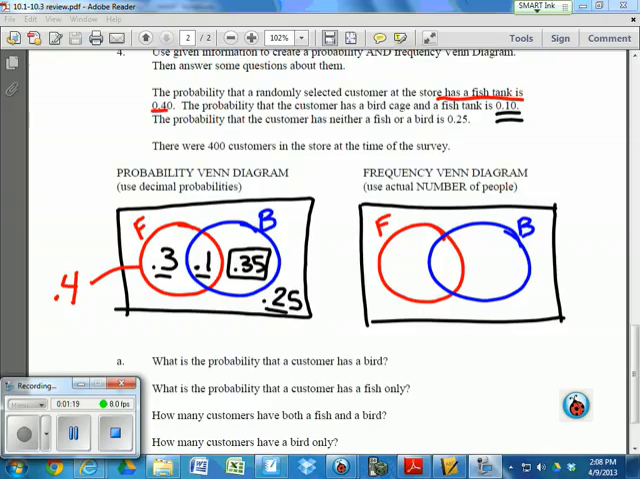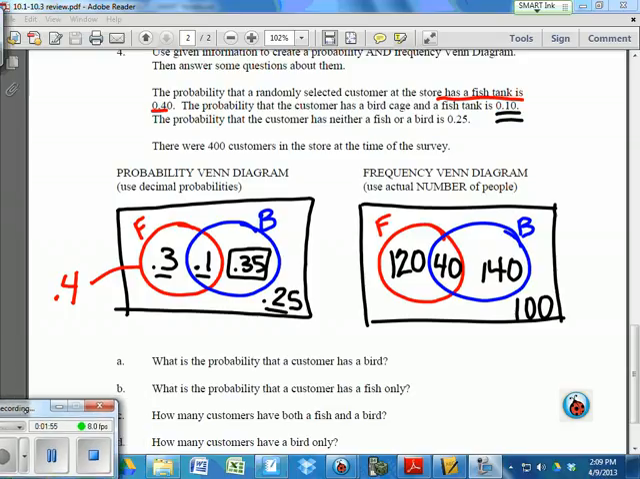That's called a probability Venn diagram because it has the probabilities, not the number of people that have each type of pet. To get the number of people, you take each of these underlined numbers times the total customers, which is 400. And you get how many people have a fish only? Both? Bird only? Neither? 100, a quarter of 400.